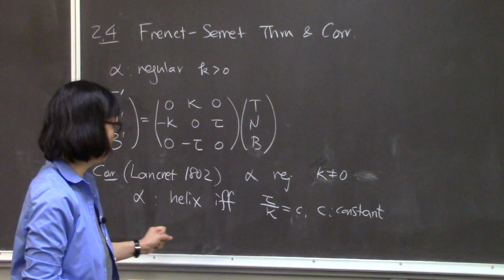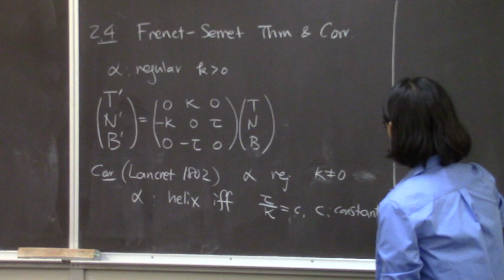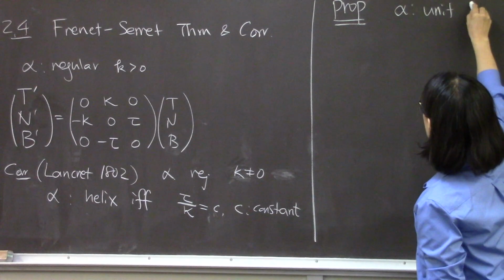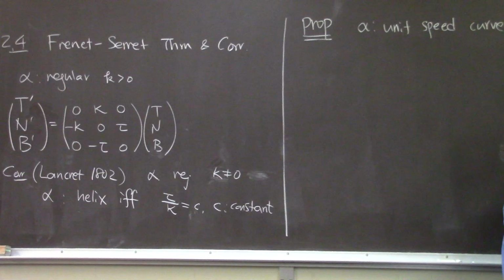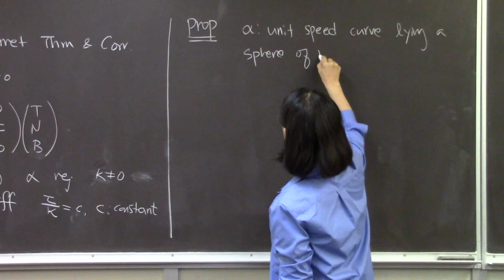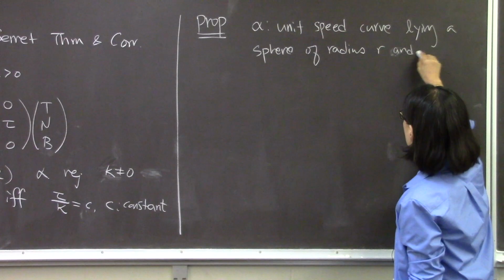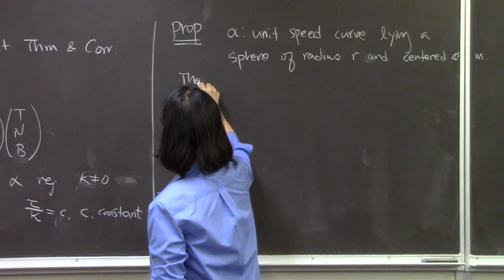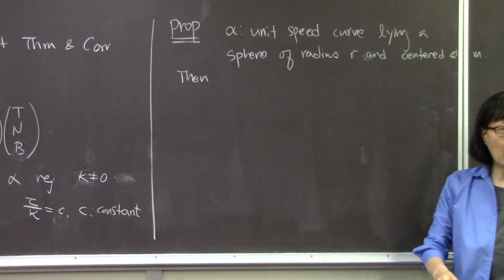So here is the last proposition. Alpha is a unit speed curve lying on a sphere of radius r and centered at m. So it's a sphere curve. Then alpha is a curve lying on a sphere of radius r and centered at m.